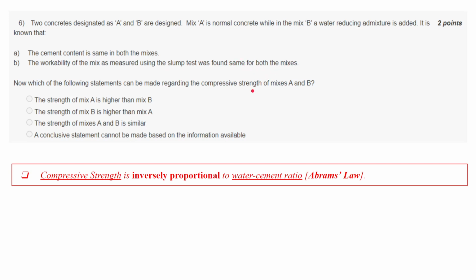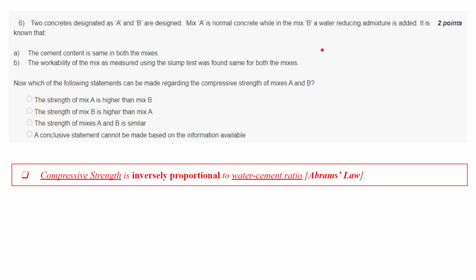Because it is a water reducing admixture, the water value has decreased in case of B. Because the cement content is same and W is less, in case of B the W by C value will be lesser. And from Abram's law we know that lesser is the W by C ratio, higher is the compressive strength.